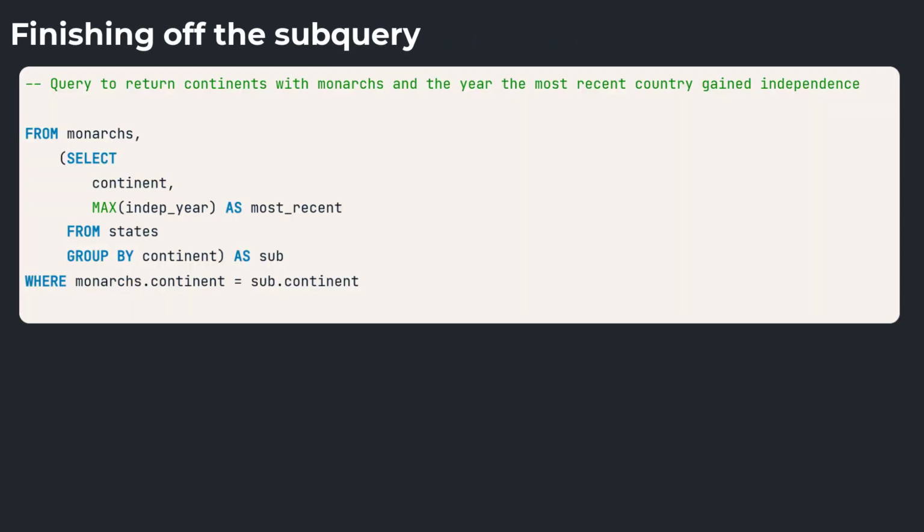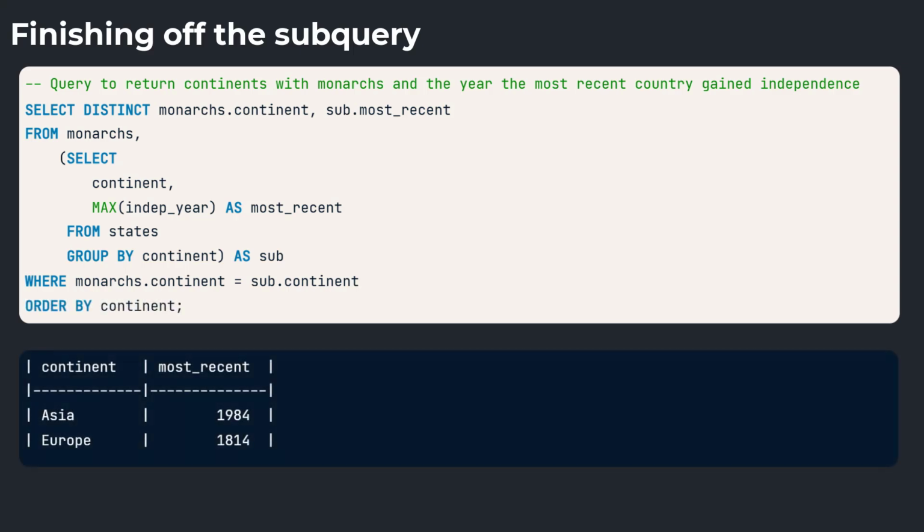We can nest the subquery we initially wrote into a FROM statement so that we are selecting from both monarchs and our subquery, aliased as sub. We also use the WHERE clause as before to identify records in both tables that match on continent. As we saw on the previous slide, because the continents from our subquery will find multiple matches in monarchs, this match will return duplicates. As before in our SELECT statement, we use the DISTINCT command to drop duplicate continents and select sub.mostRecent to get the most recent independence year for each continent. Lastly, we ORDER BY continent.